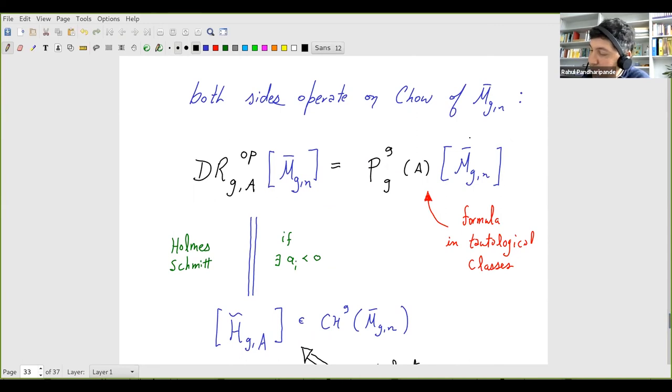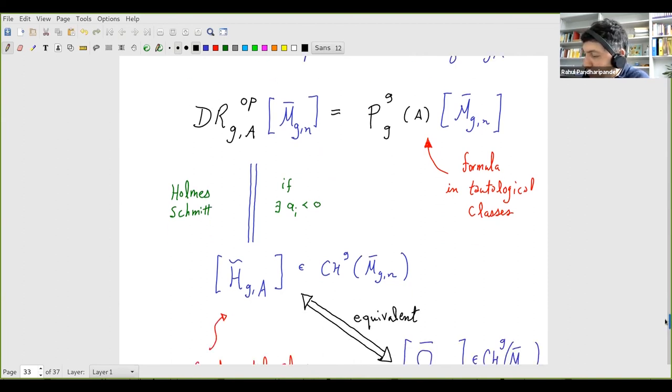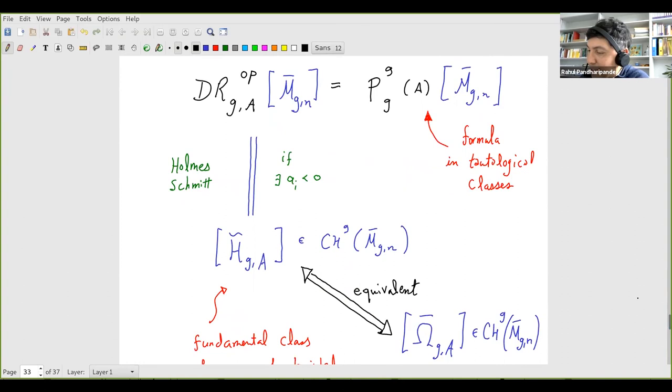So this whole thing on the right-hand side is just a formula. We're ready to go with this formula. I could write it out, but I don't think it's worthwhile. That's the formula in terms of tautological classes. But this is mysterious. It's not going to help us unless we can relate this to something we know. And that's been work of Holmes and Schmidt. And here we need at least one a_i less than zero. That's the strictly meromorphic case.